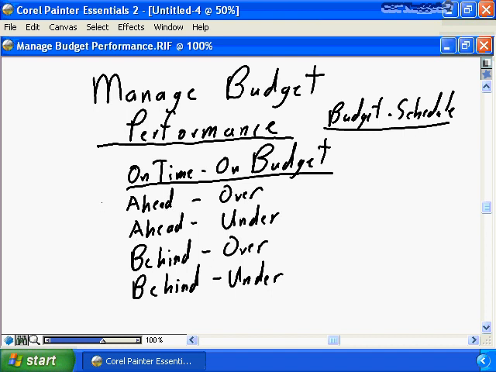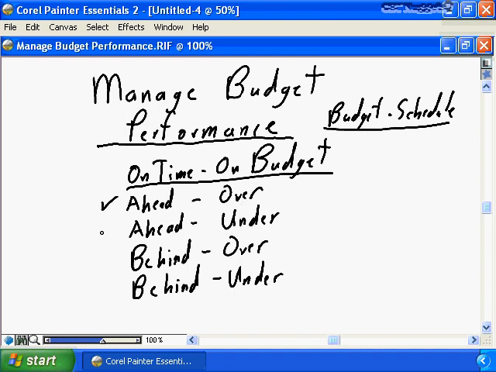Being ahead of schedule and over budget may not be a bad thing. Why is it not a bad thing? If you're ahead of schedule, it means your project is being delivered early, which probably means you have more resources on your project, that you're buying the materials and supplies for your project faster, which may mean being over budget is acceptable. May not be, but it may be.